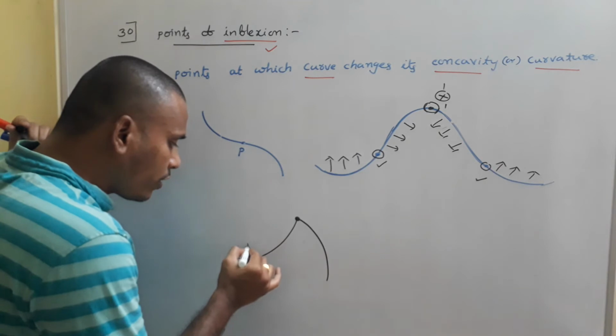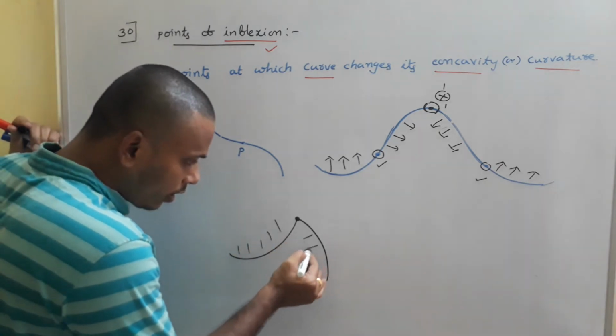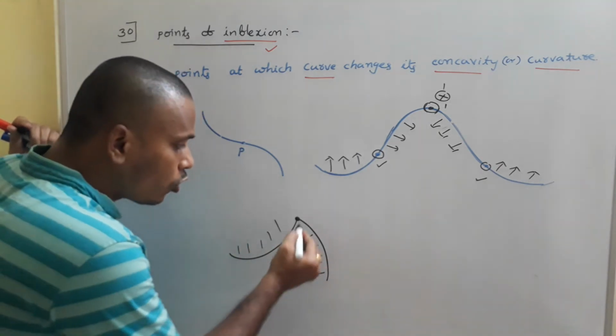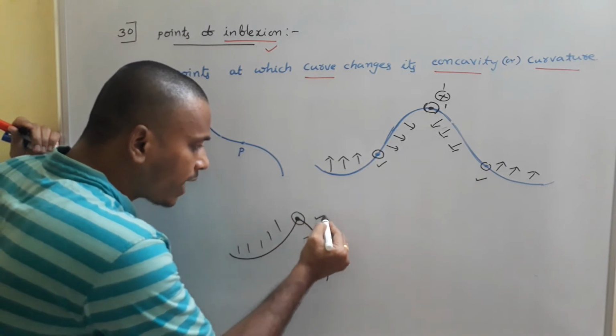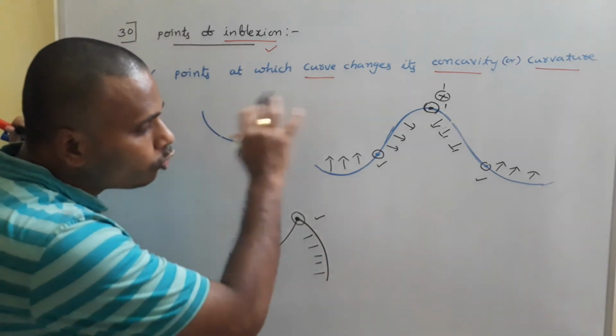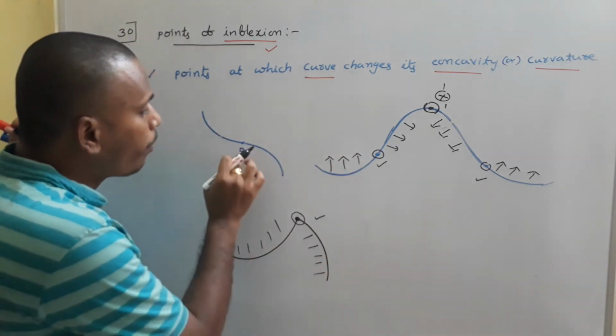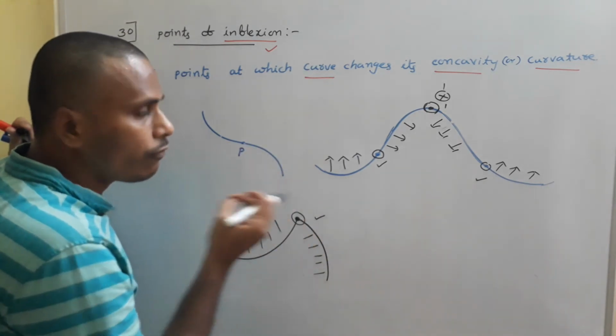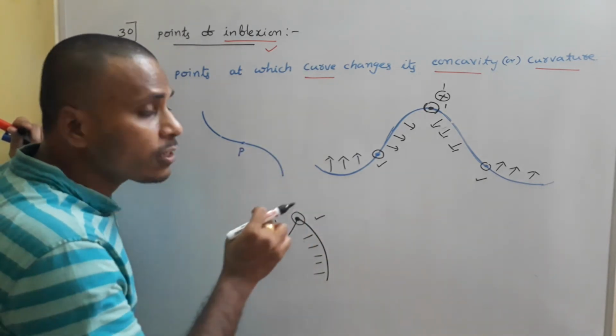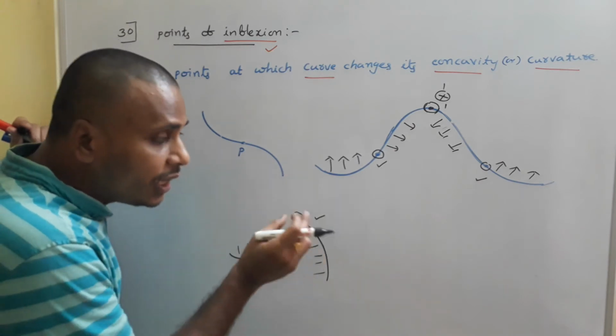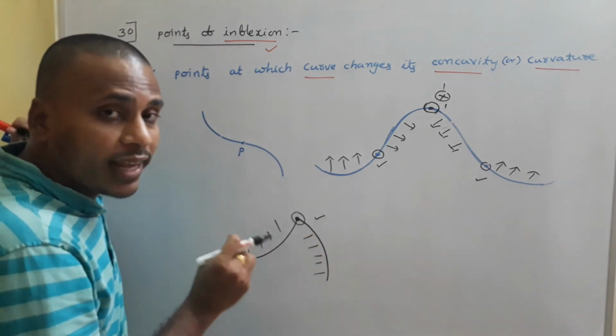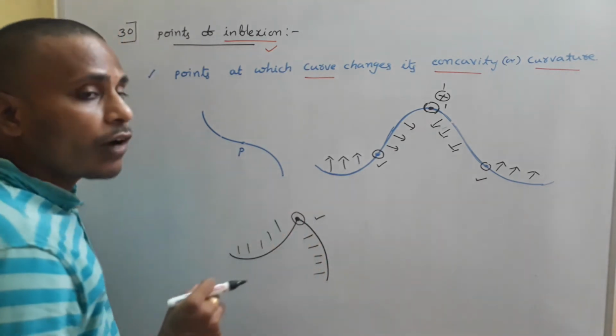So here the curve is concave upwards and here the curve is concave downwards. So again we consider this point as a point of inflection. When you observe this total picture, a point is considered as a point of inflection in the neighborhood of that point, what happens? The concavity of the function changes.